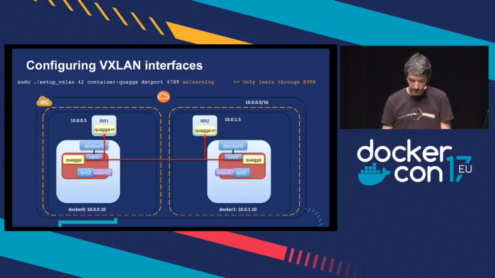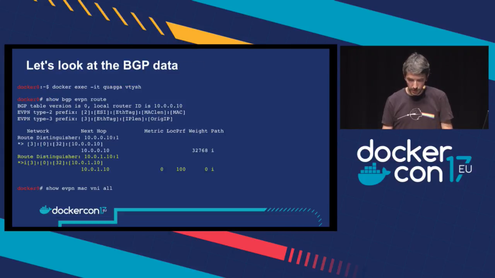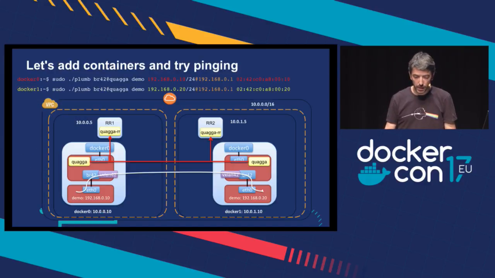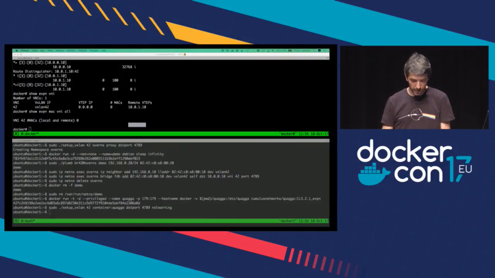So what I'm going to do now is create two new containers, and we're going to connect them to the bridge I created. The plumb command is very similar to the one I used before. I'm going to connect this container to the bridge, and I'm going to give the same IP address and same MAC addresses as I did before, but this time it's going to be distributed dynamically. I also added a default gateway, which we're going to use a little later. Okay, so let's do that.